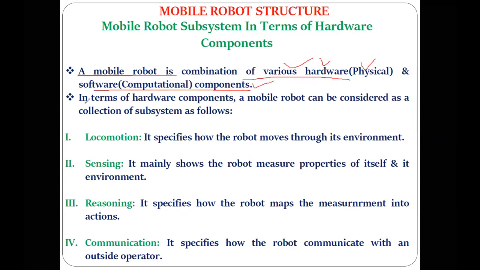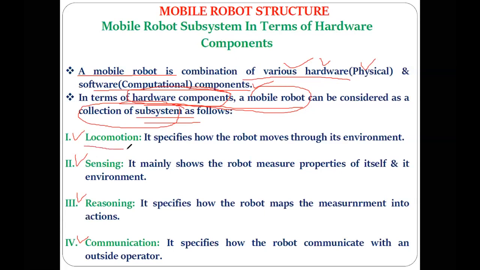Okay, so in terms of the hardware components we have discussed regarding the mobile robot, we can divide the structure of the mobile robot into four subsystems. Means what? We are trying to group the activities performed by the robot as a subsystem. So on the basis of hardware components, we have these four subsystems related with the mobile robot.